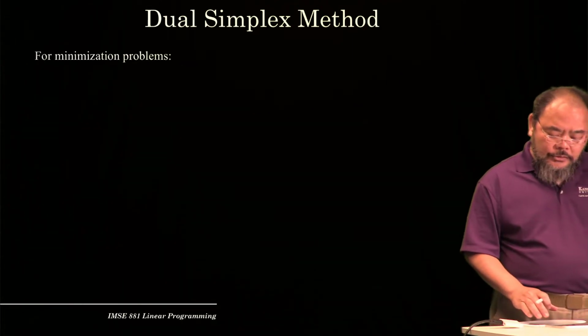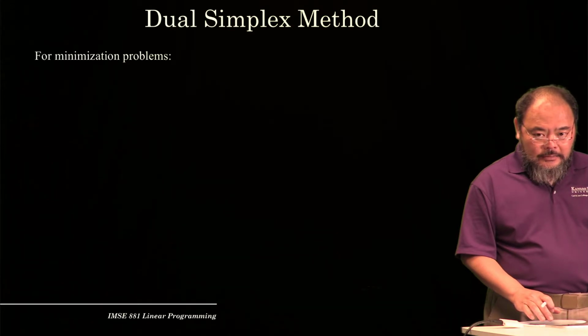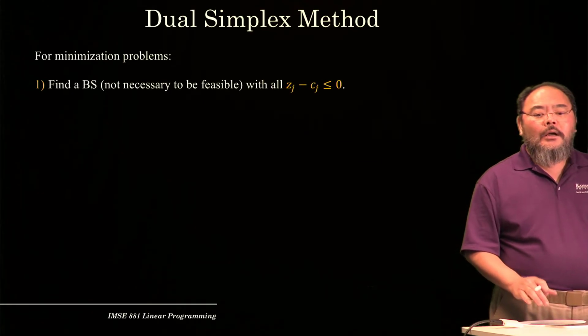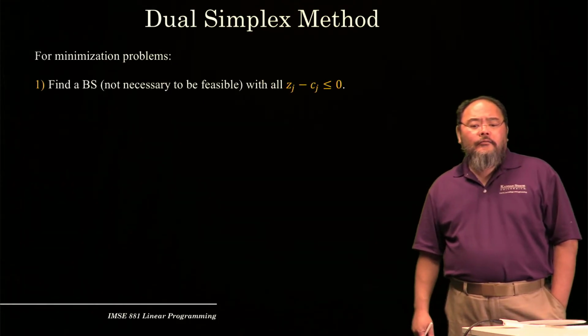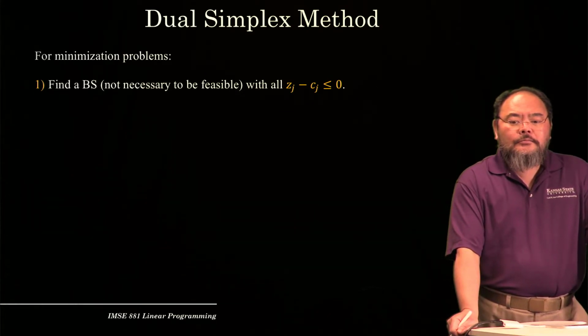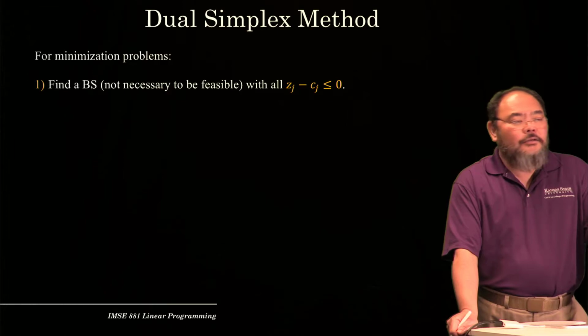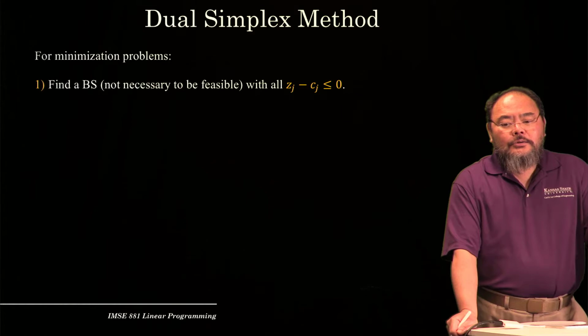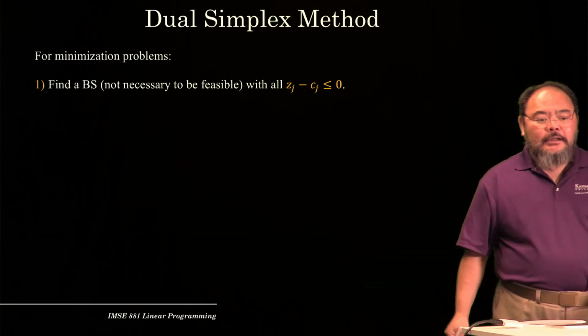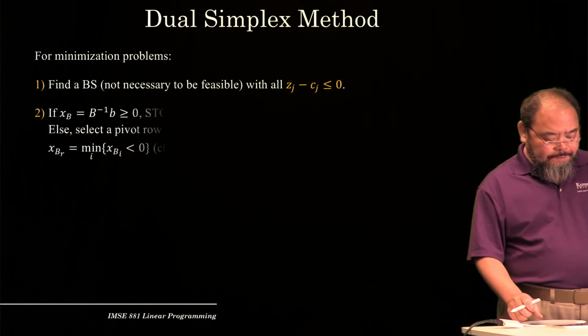Here we're trying to explain the dual simplex method for a minimization problem. Find a basic solution for now, not necessarily feasible. That means the right-hand side has a negative value, but all the zj minus cj are less than or equal to 0, and therefore the current solution is at the optimal tableau, but the right-hand side has some negative entry.